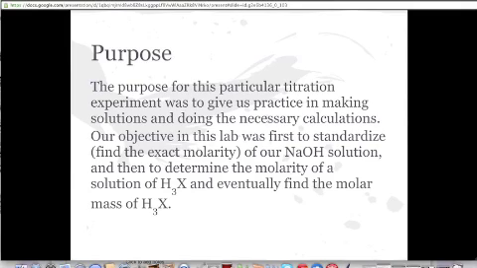So the purpose for this particular experiment was to give us practice in making solutions and doing the calculations, and obviously to learn how to do titrations, which are a very important lab technique. And our objective in the lab was to standardize, or find the exact molarity of, our NaOH solution, and then to determine the molarity of a solution of H3X, which is a triprotic acid, and to eventually find the molar mass of H3X.